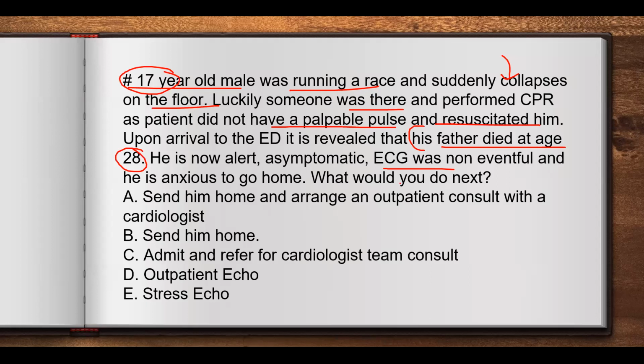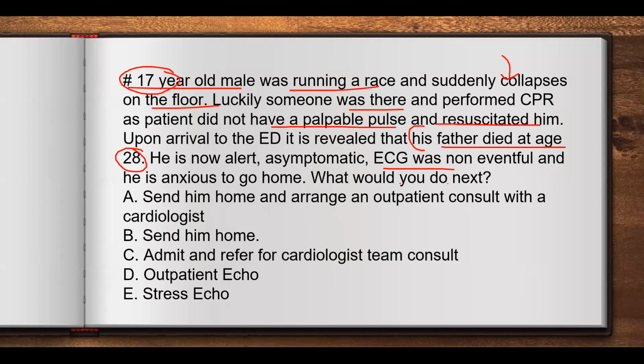A 17-year-old had a sudden collapse, with a family history of sudden cardiac death. What else, apart from HOCM, can it be? Yes, very good, Dr. Saida. Congenital prolonged QT syndrome can be another possibility. If it was a prolonged QT syndrome, you would see it in the ECG. So if the ECG is non-eventful, most likely it's not a prolonged QT syndrome. So most likely it's HOCM.